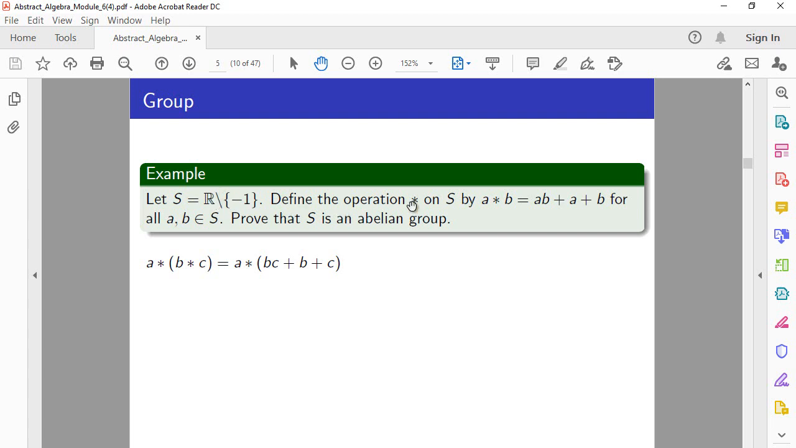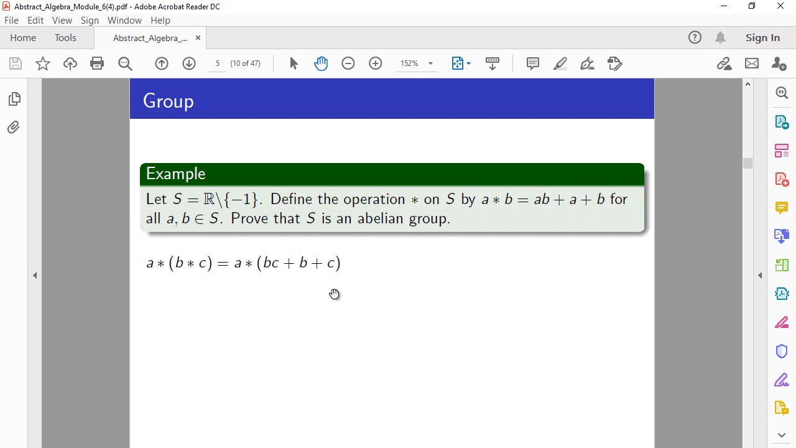So we define star on the set S in the following way. For any A, B in S, A star B is equal to AB plus A plus B. Now AB is the usual multiplication of A and B, and plus is the usual addition in the set of real numbers. So we are defining this new operation in terms of the usual multiplication and addition of real numbers. We want to prove that S is an abelian group under this operation star.